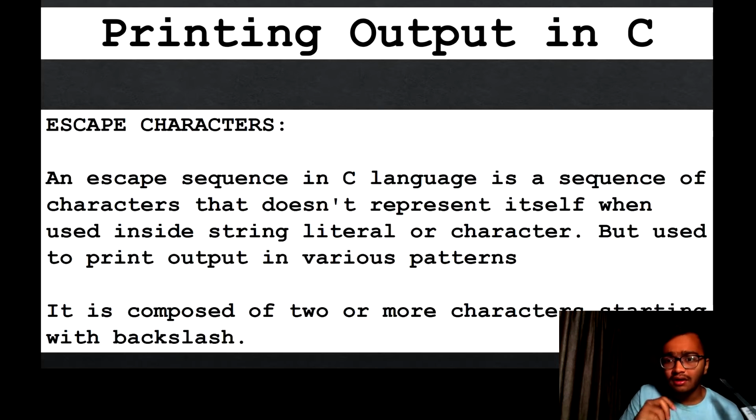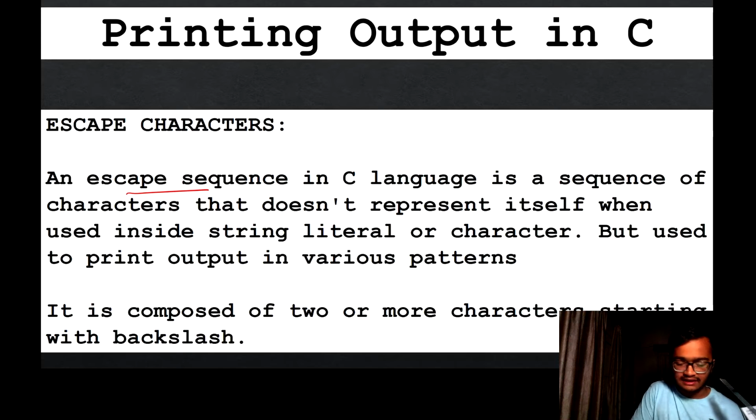Suppose you want the compiler to print your name in the first line and your address in the second line. To make the compiler come to the second line and print your address, there has to be some instruction. Otherwise it will just print my name and then my address. So to tell the compiler to press enter and come to the next line, there has to be some instruction or character. This purpose is fulfilled by the escape sequence or escape character.